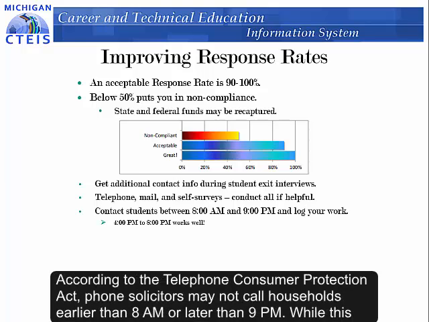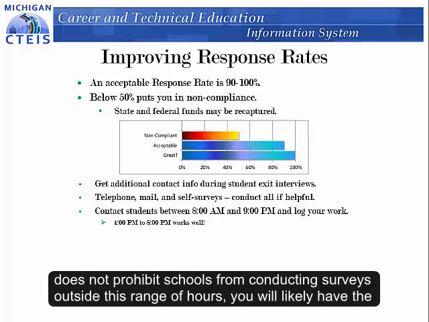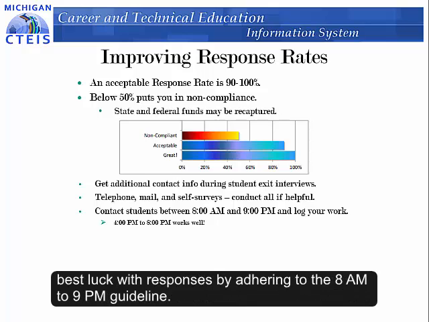According to the Telephone Consumer Protection Act, phone solicitors may not call households earlier than 8 a.m. or later than 9 p.m. While this does not prohibit schools from conducting surveys outside this range of hours, you will likely have the best luck with responses by adhering to the 8 a.m. to 9 p.m. guideline.